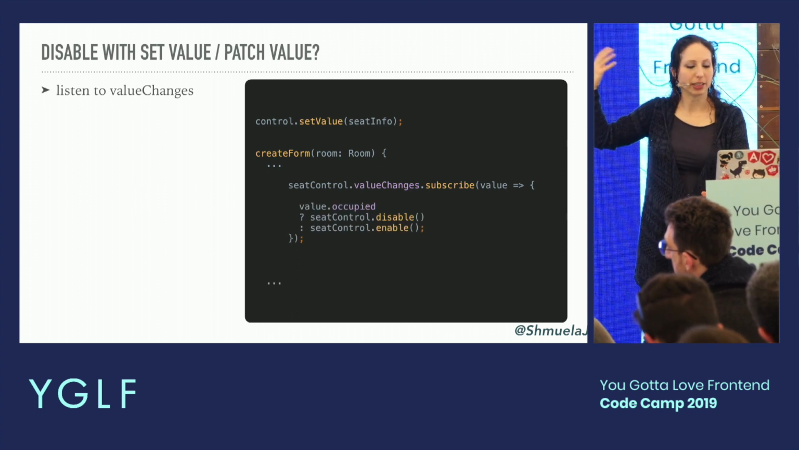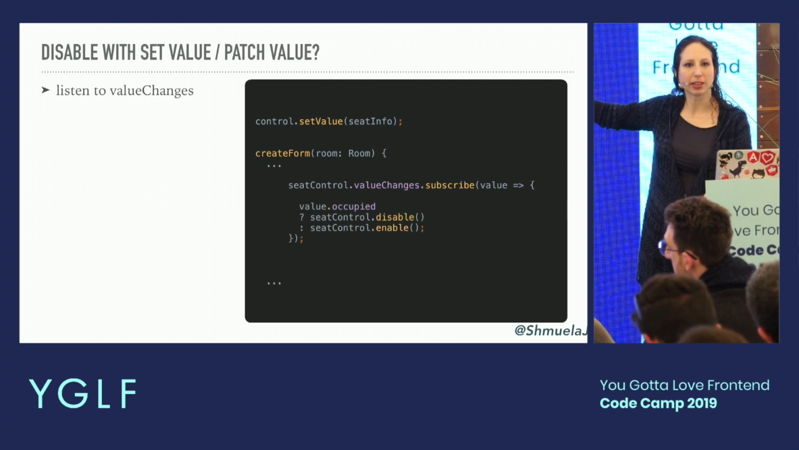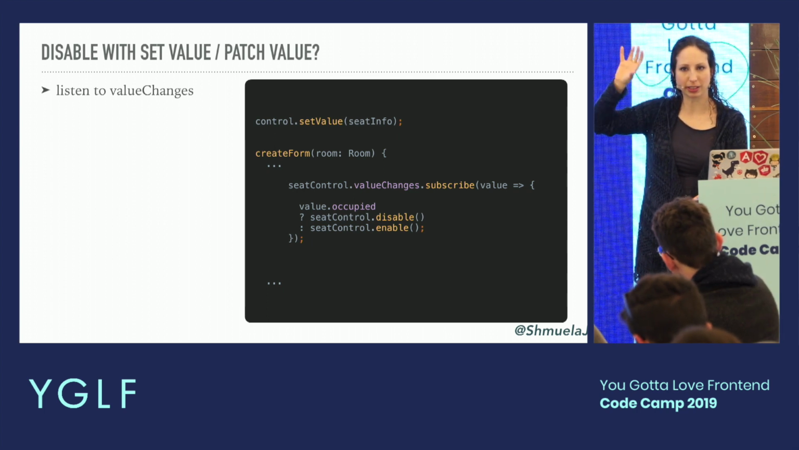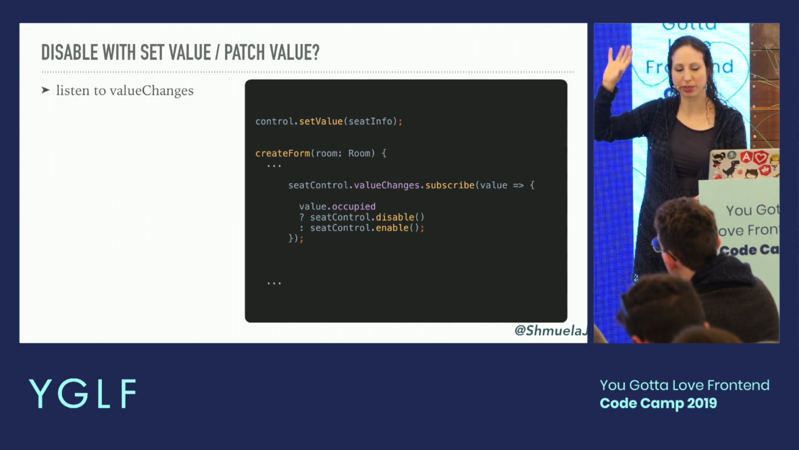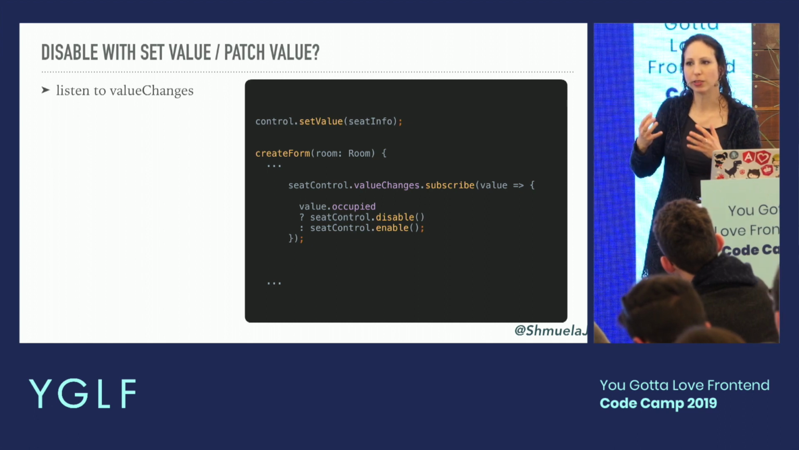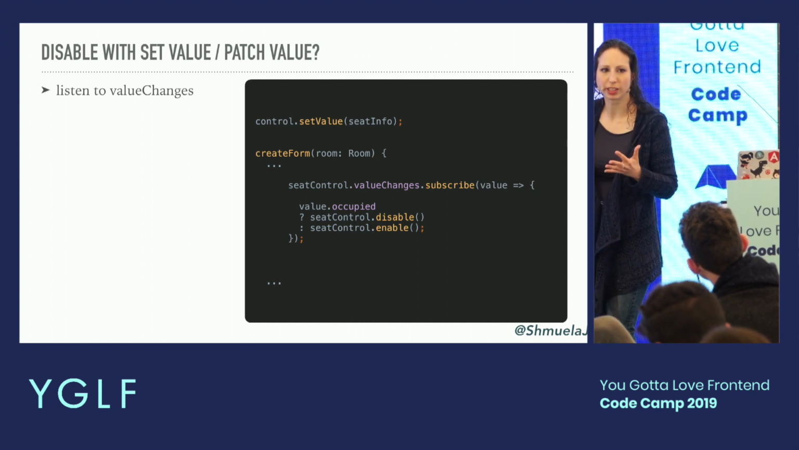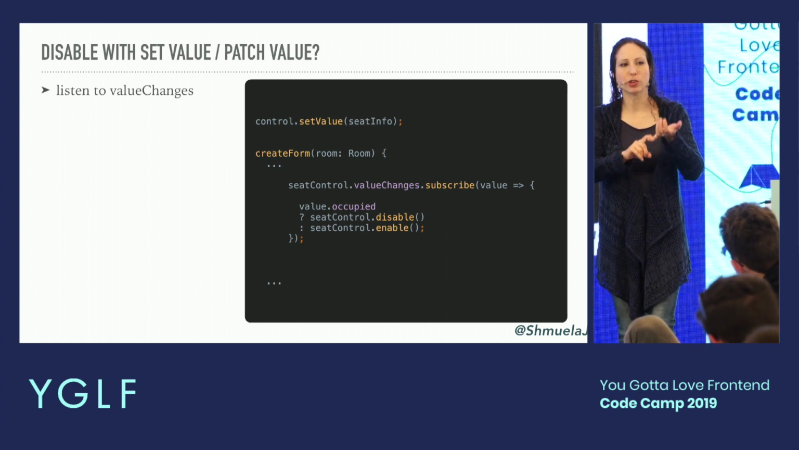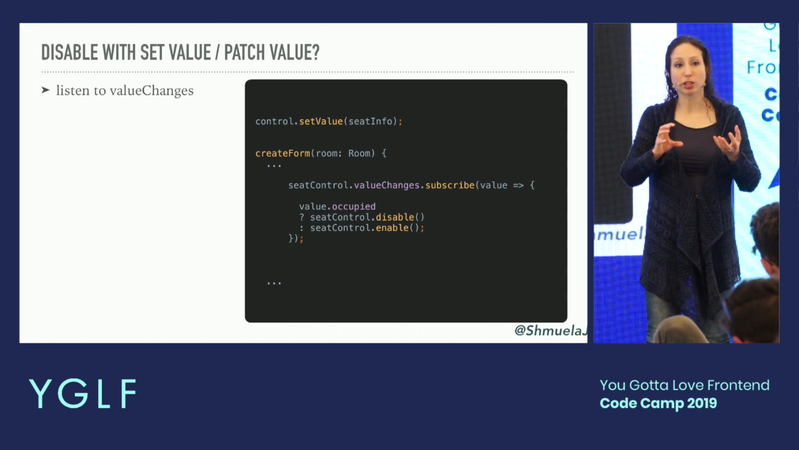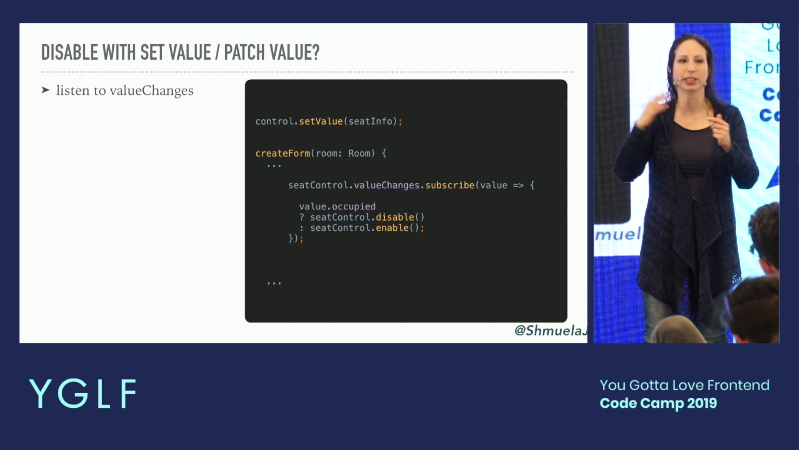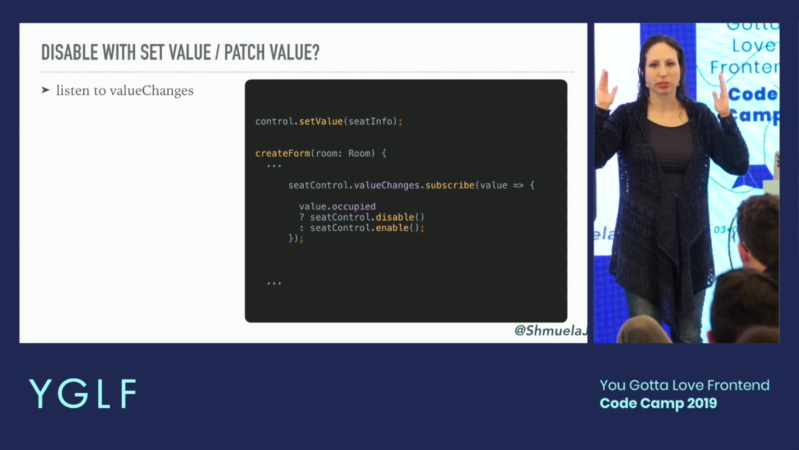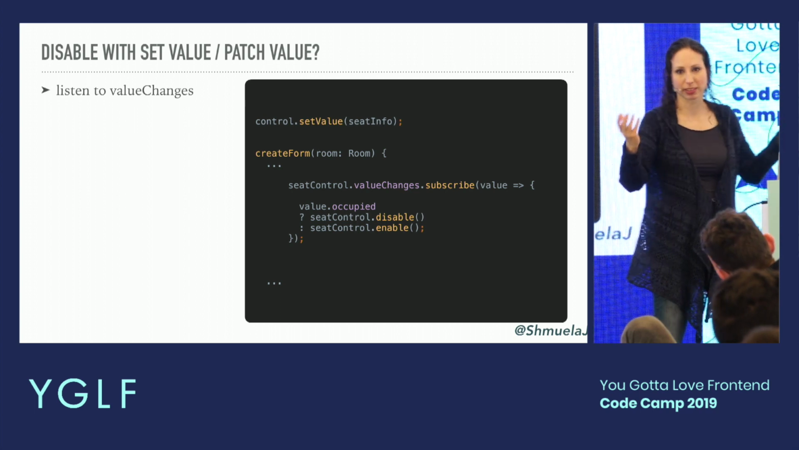And then see if we got the value that it's occupied in the new value of the form control of the seat, then disable it, and if not, then enable it. But we kind of do too much work here, because we also update the form value, the control value, and then also react to the value and disable or enable. So the way I did it initially, I'm just using one way and keeping it kind of DRY.